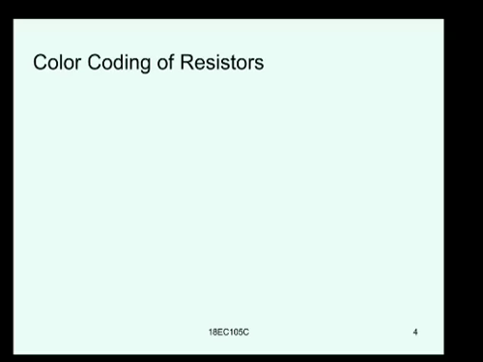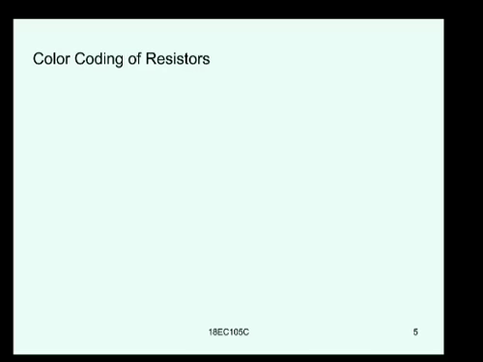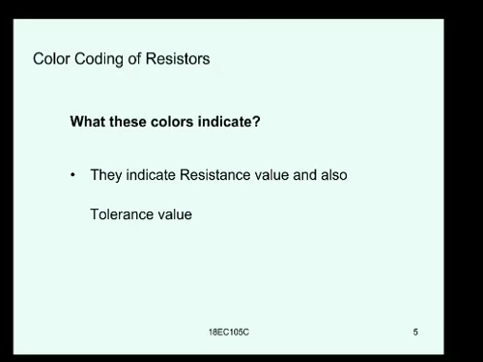Color coding of resistors. What is color coding of resistors? It is the process through which the different color bands or rings are used to indicate the value of the resistance. What do these colors indicate? They indicate the resistance value and also tell us about the tolerance of the resistor.